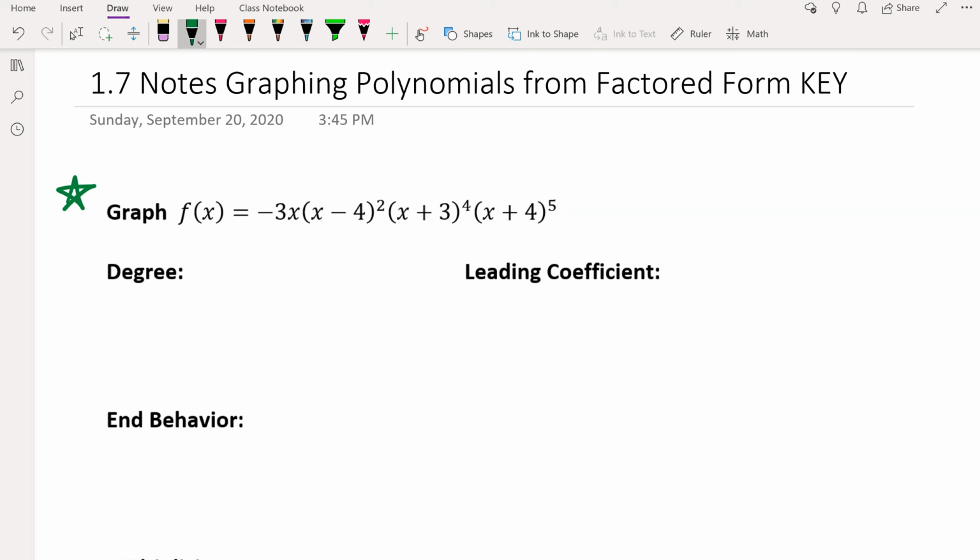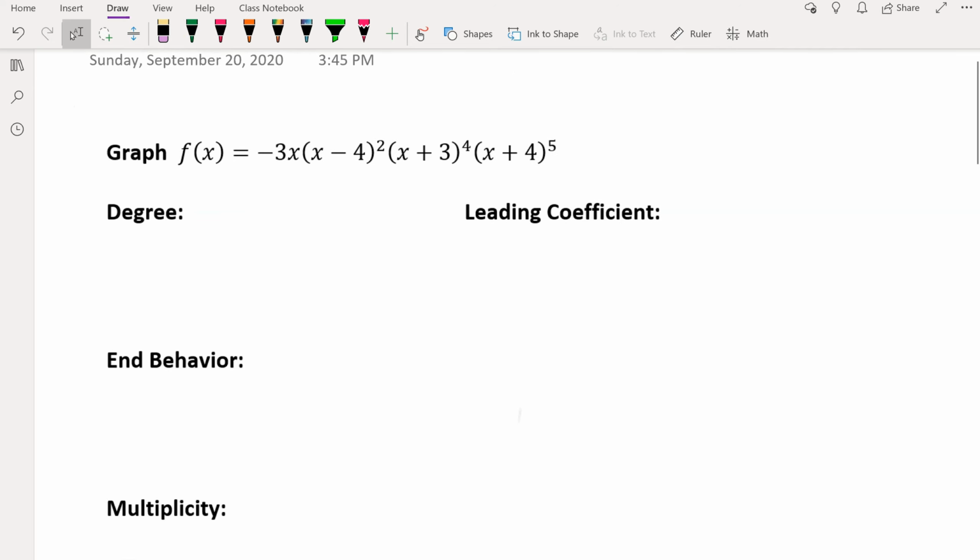Graph f of x equals negative 3x times x minus 4 squared times x plus 3 to the fourth times x plus 4 to the fifth. And we're going to start by writing down our degree, our leading coefficient, and then sketching the end behavior. So let's go ahead and do those things.